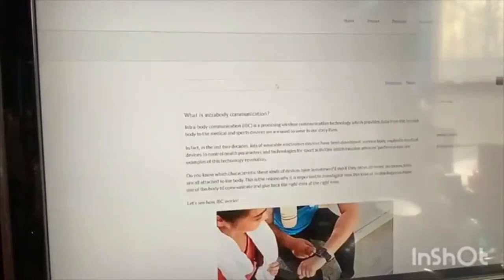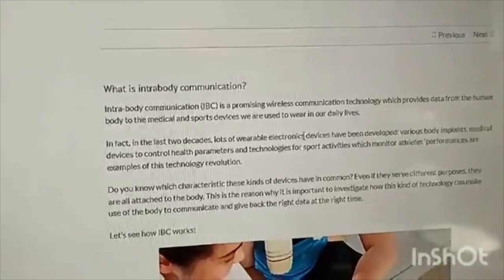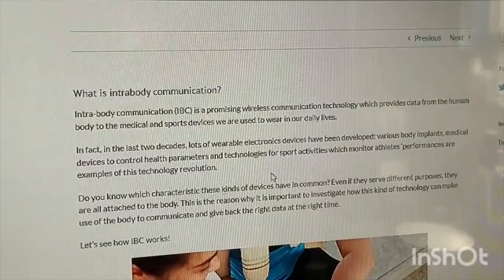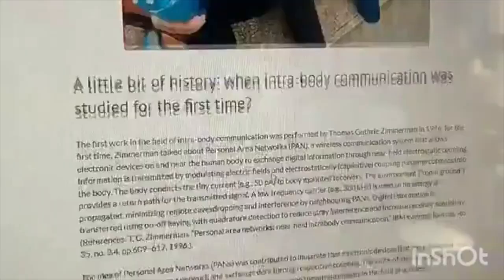Here is a third way. Intra-body communication is a promising wireless communication technology which provides data from the human body to the medical and sports devices we are used to wearing in our daily lives. In fact, in the last 2 decades, lots of wearable electronics devices have been developed, various body implants, medical devices to control health parameters like vagal nerve stimulators, the Sensate wearable, the Apollo Neuro, and technologies for sports activities which monitor athletes' performance. So let's see how it works.